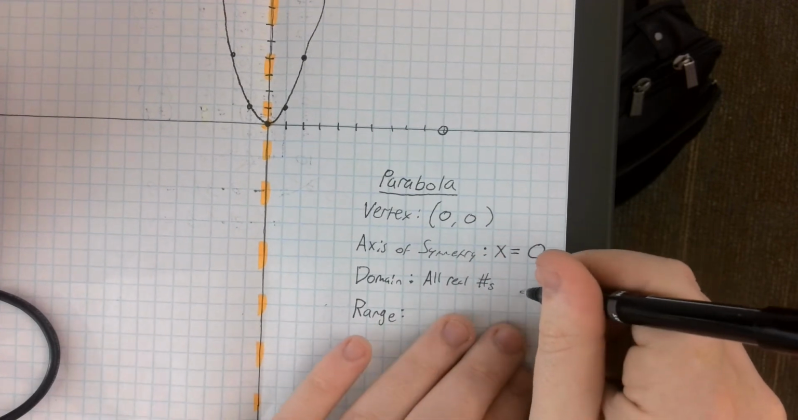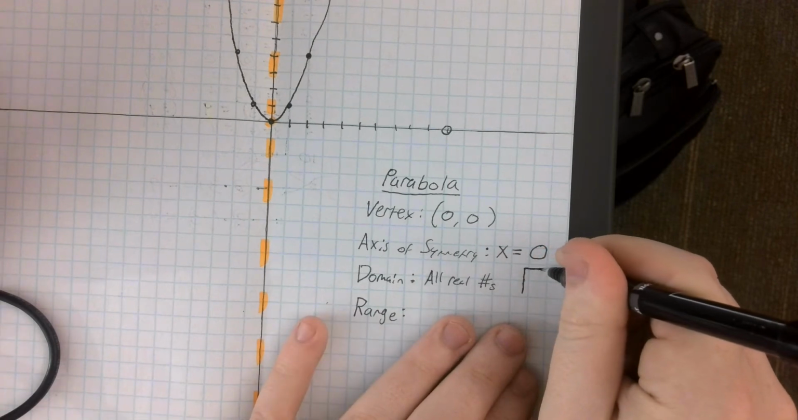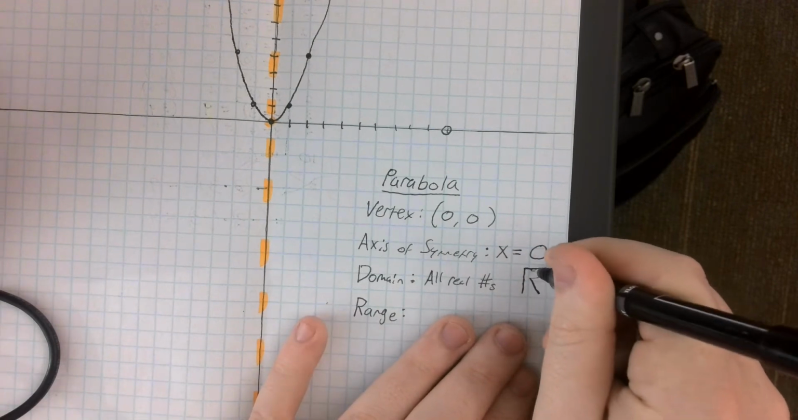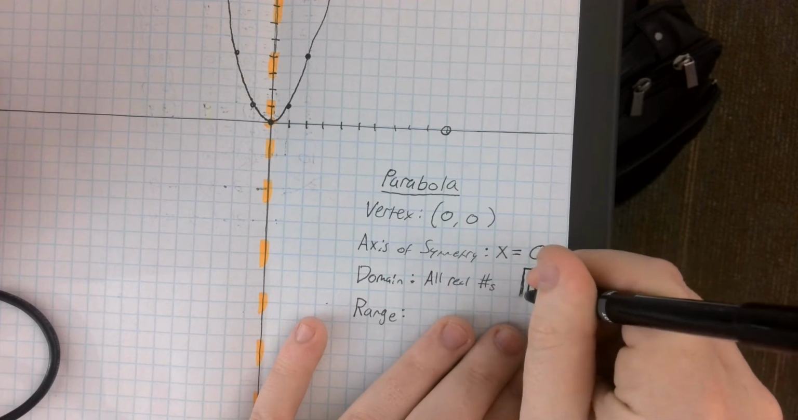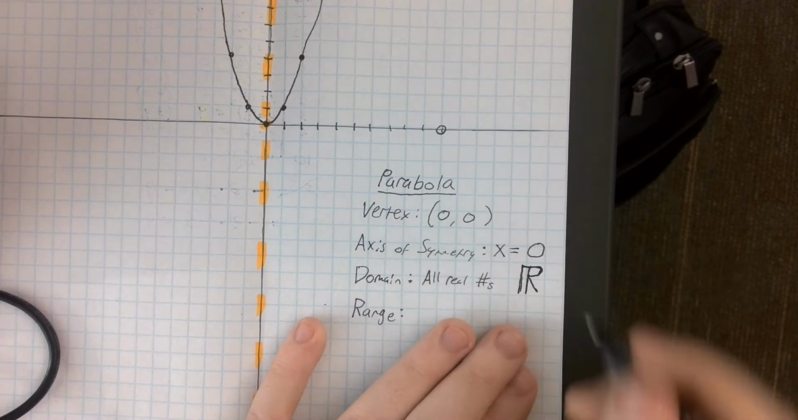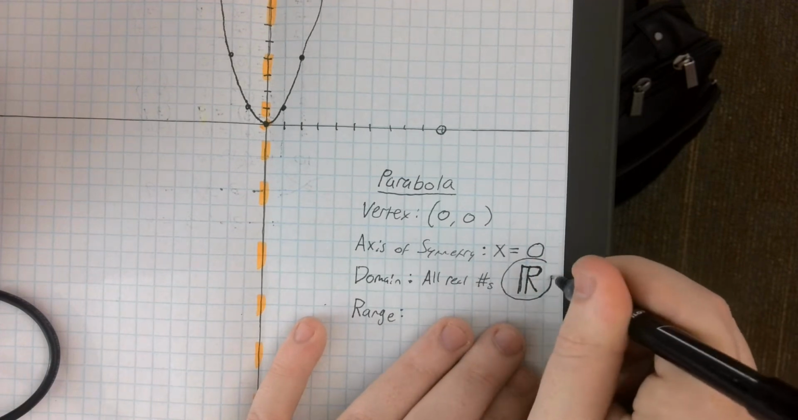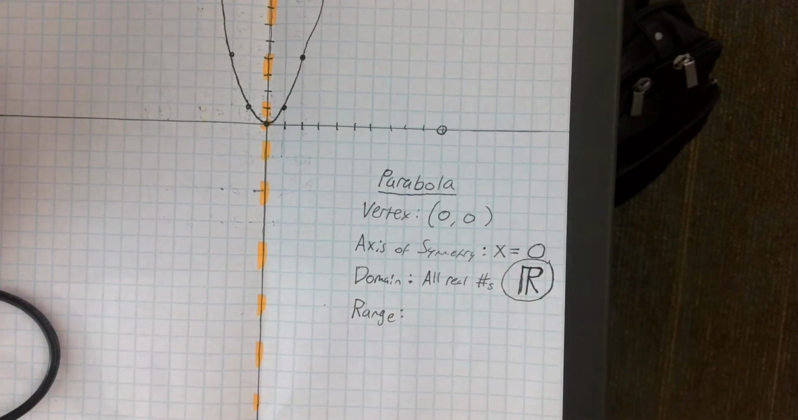You may also see me use this symbol throughout the unit. It's an R with like an extra little leg on the side. It's technically supposed to be a bolded R. This is the symbol for all real numbers. So you might see me use that in its place.